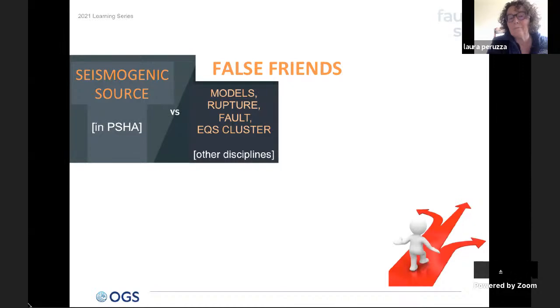So this is the reason why I think that seismogenic source is some kind of false friend in our community, because for the seismic hazard modeler it has one meaning. Most of the other disciplines use it to represent something else: a description of the rupture, a description of the fault or of the earthquake cluster, not necessarily respecting the assumptions of the traditional seismic hazard assessment. There are, of course, other alternatives to that vision, and I hope we have the time to talk about that later on.